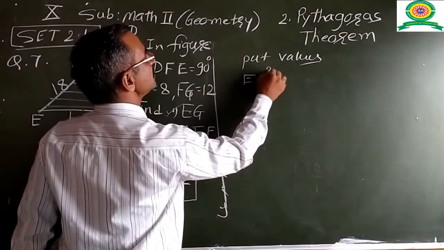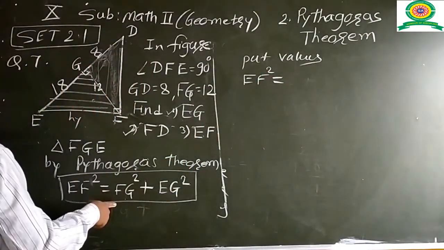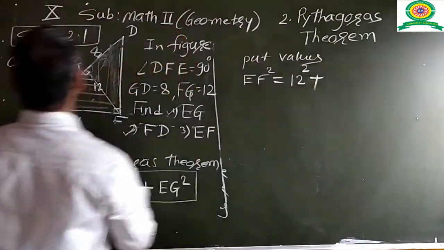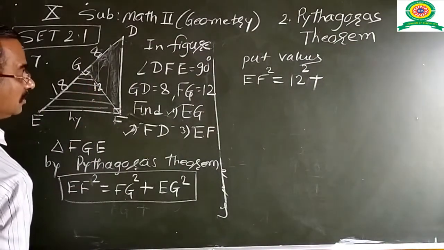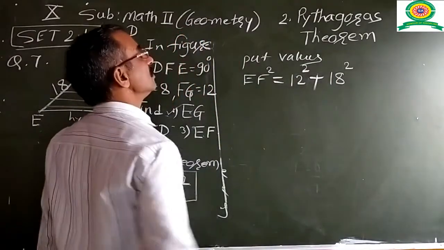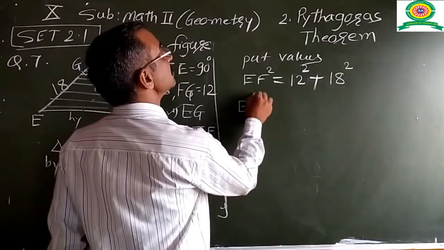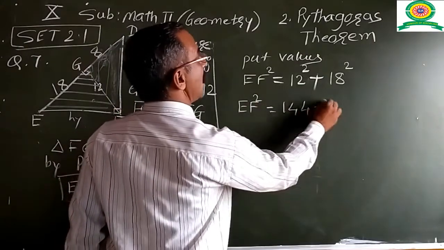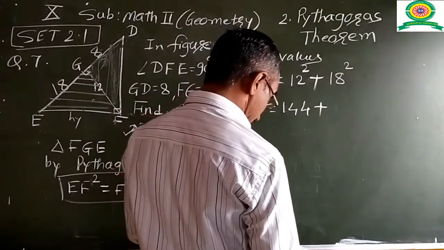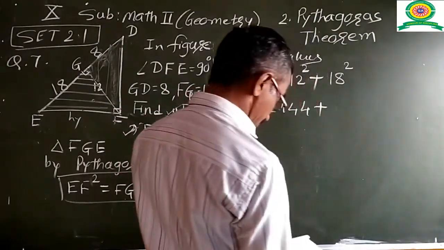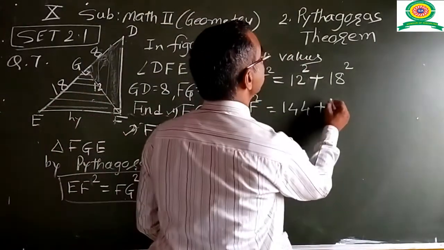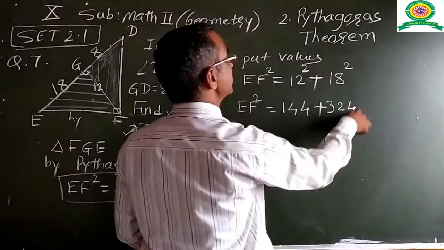It will remain as it is. Then FG, where is FG? Here. What is the value of FG? 12. Their square. Then what is the value of EG? 18 square. EF square remains as it is. 12 square is 144 and 18 square, by multiplying 18 into 18, we get 324. 18 square is 324.